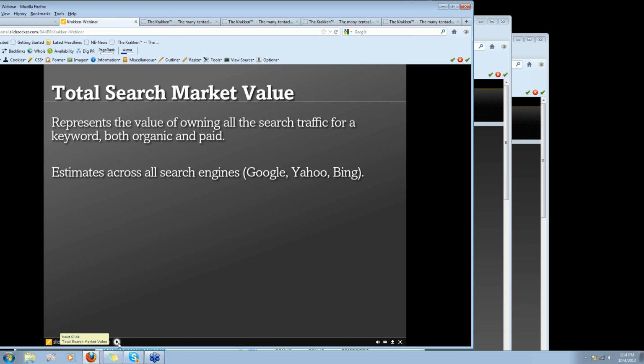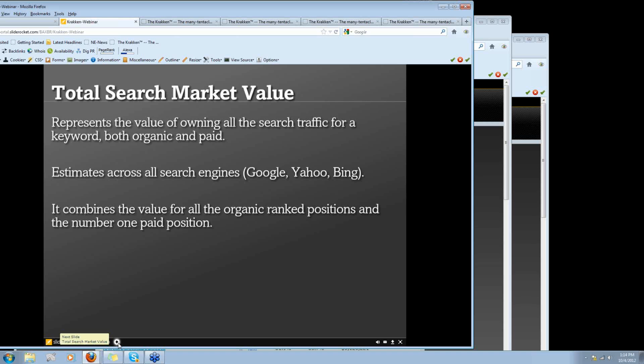It estimates across all of the search engines. It's not just Google, but we also estimate Yahoo and Bing. We combine all those values, and we combine the values for all the organic rank positions as well as the #1 paid position. So we're essentially trying to look at all of the traffic that you could throw at that keyword, basically all of the search traffic, all of the paid traffic, and measure it in dollars per year and total all that up and give you a total value for that keyword.